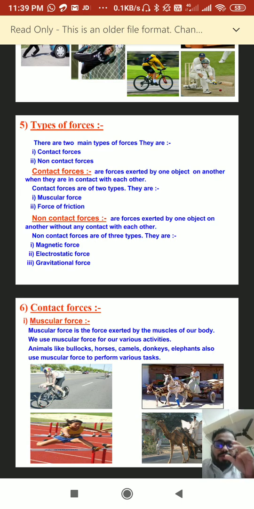Then you have non-contact force. Non-contact forces are exerted by one object on another without any contact. For example, magnetic force: the North Pole attracts the South Pole, or the South Pole attracts the North Pole. There is no contact between the two magnets. That is called magnetic force. Electrostatic force, as I already told, if we rub a comb and then attract bits of paper, there is no contact. And then we have gravitational force.